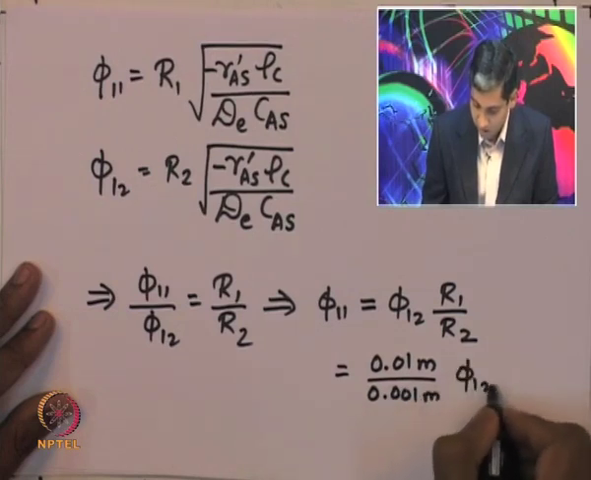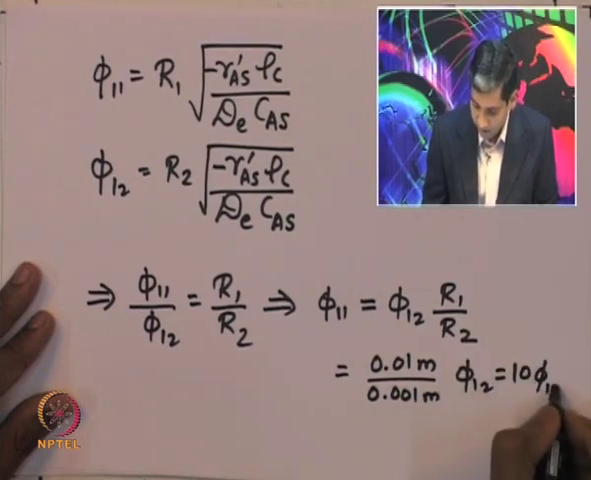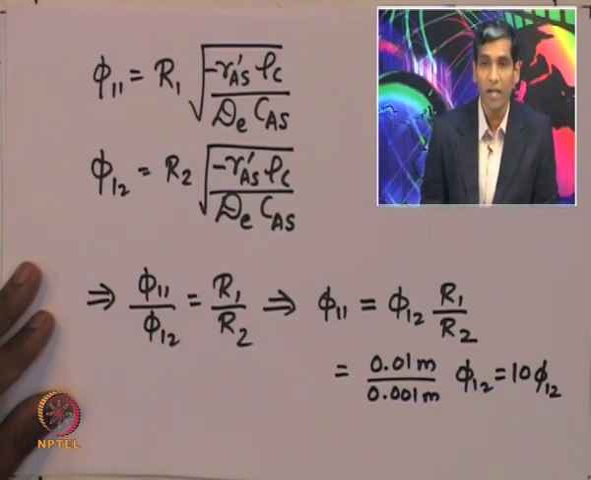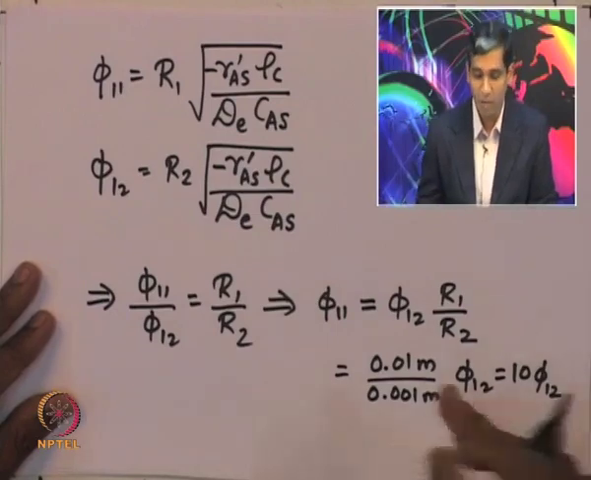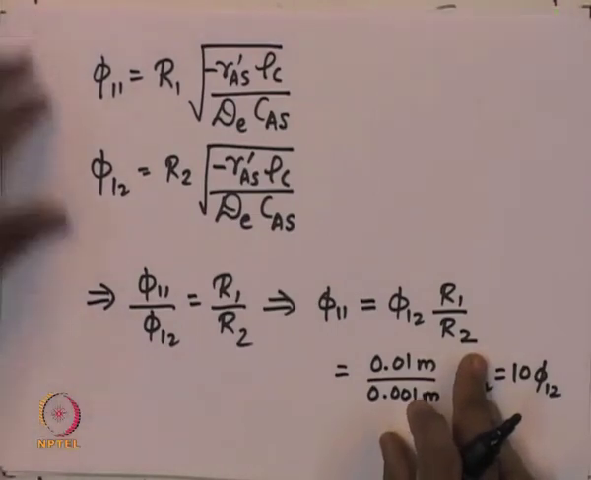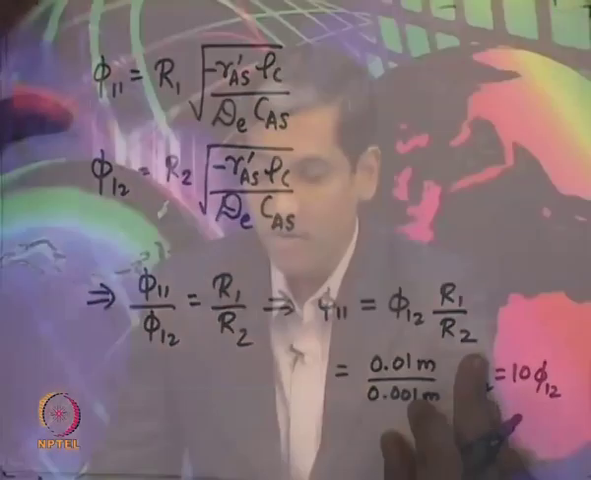meter into phi 1 2. So, that is equal to 10 times phi 1 2. So, the Thiele modulus under one experimental condition is about 10 times the Thiele modulus of the second experimental condition. So, that is the relationship that we get from the Thiele modulus of these two experimental conditions.